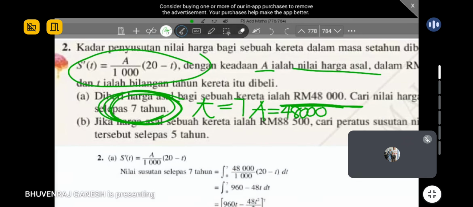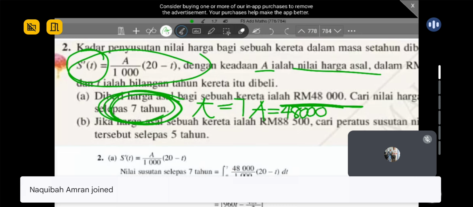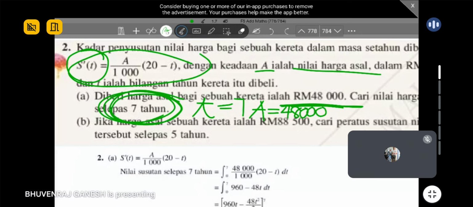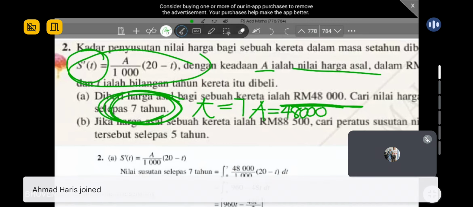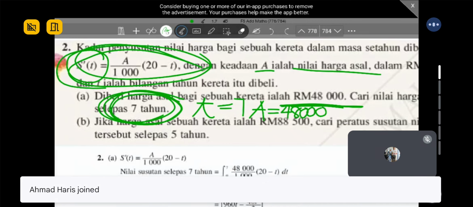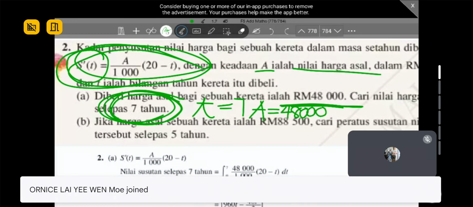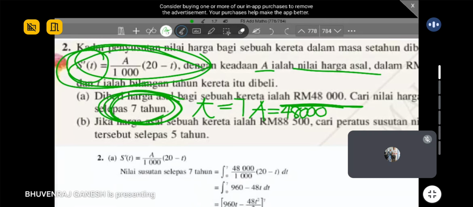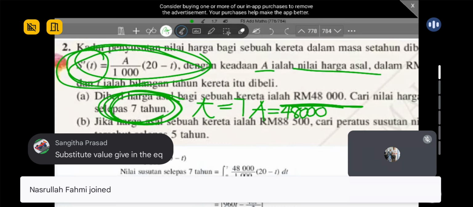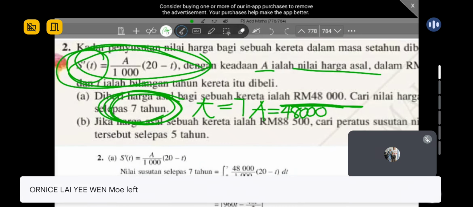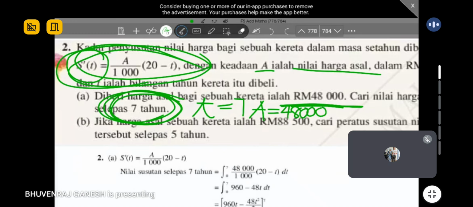So guys, S prime T refers to the rate of decrease of value of the car. Kadar penyusutan nilai harga. So now, if you want to find the original price, guys, nak cari harga asal, what should we do to this? Apa yang kita kena buat pada persamaan ni, guys? Anyone can tell? What is our step over here? Cuba komen. Kita akan buat apa kalau nak cari harga asal? We cannot substitute yet, guys. Kita tak boleh ganti. What is the first step we do?